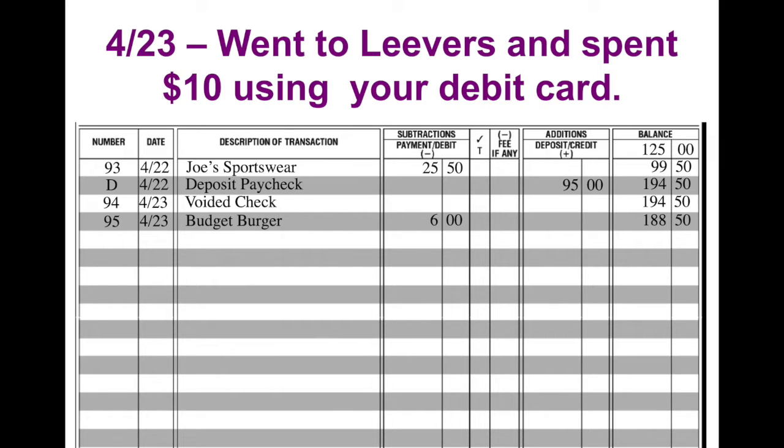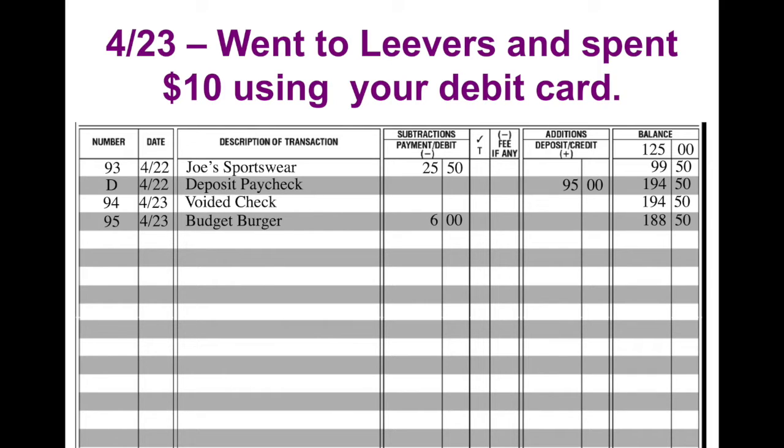Moving on to the next transaction is using our debit card. Remember, the debit card comes directly out of your checking account. You do not need to write a check for it. You just swipe it on the point of sale terminal. So we're going to go to Levers and spend $10 using that debit card.